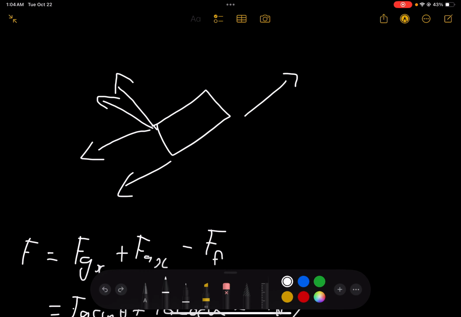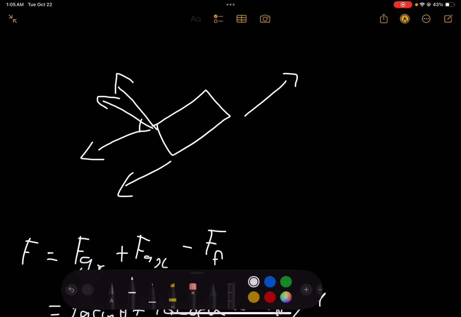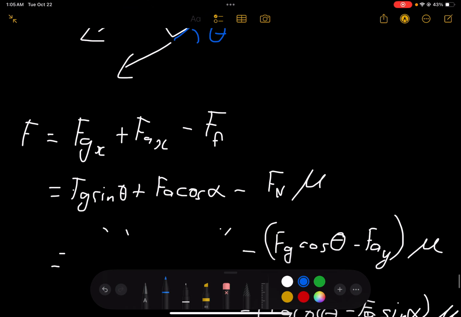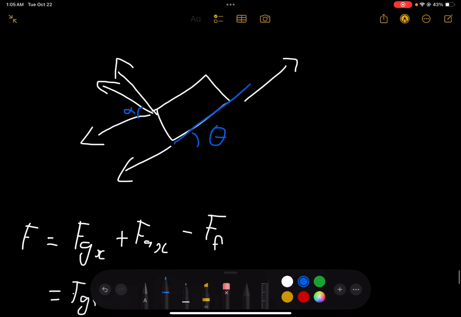Okay, basically, let's call this angle alpha, and then this angle theta, just for easier explanation. So what do we have here?